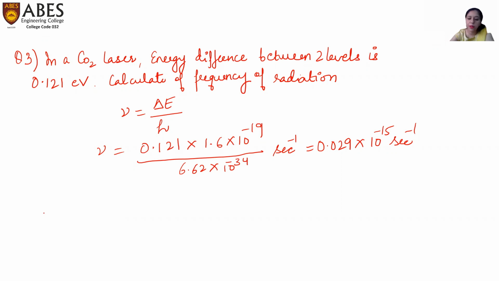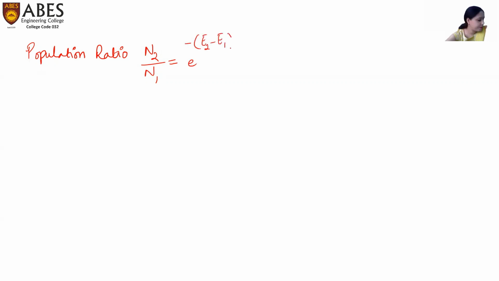There is one more formula, that is the population ratio. How can we find the population ratio? The other formula is the population ratio, that is N2 by N1, the number of atoms in the upper state, the upper lasing level, to the number of atoms in the lower lasing level, which is given by e raised to the power minus (E2 minus E1) by kT. So let's do one simple question regarding this formula.